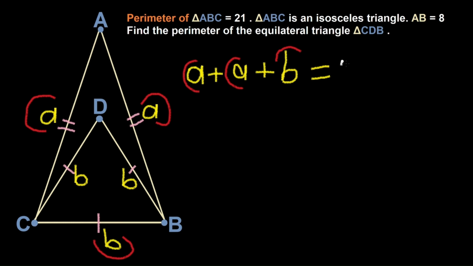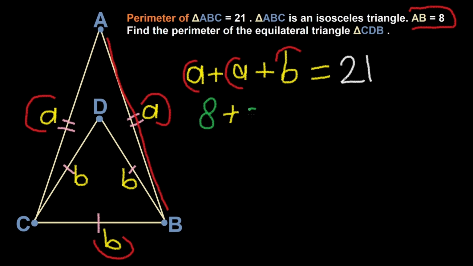Now we are told that this equals 21, the perimeter of ABC. The question also tells us that the side AB is 8, and this is the side AB, which we named A. That means we can replace all A's with 8. Let's do that. Let's write 8 here, plus another 8 for the second A, plus B, and it all equals 21.